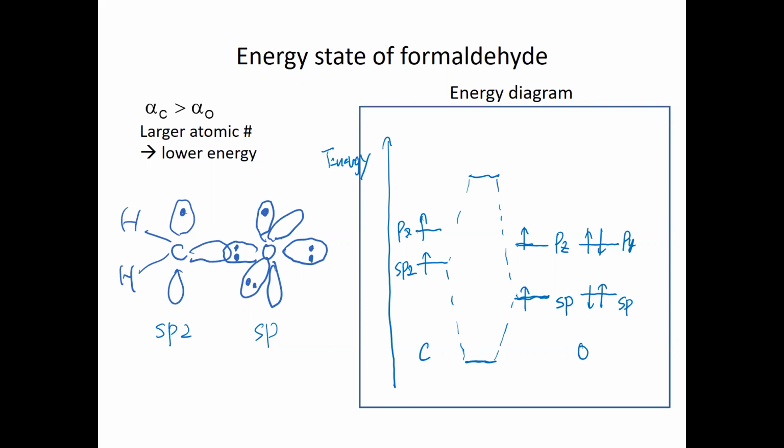In the case of pi orbitals, the overlap is smaller, so it's like this. This one is sigma, this one is pi, this one is pi star, this one is sigma star. Then each of the electrons comes to make a bond like this.